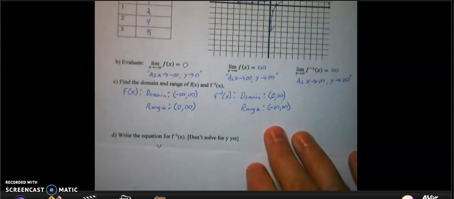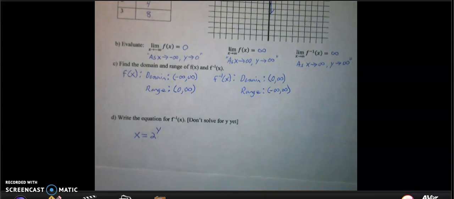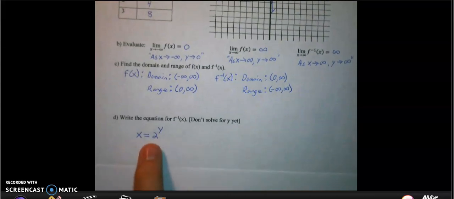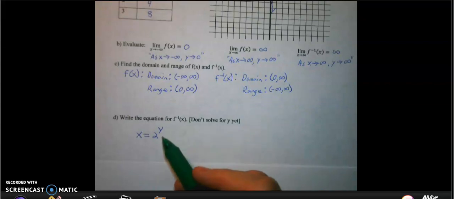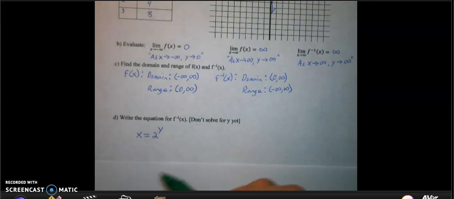So the equation of the inverse, you switch x and y. So instead of y equals 2 to the x, you have x equals 2 to the y. And what we're going to get into in the next couple of videos is, how do you get y equals? We have 2 to the y, where y is an exponent. So this is a new kind of function for us. We can't just divide by 2 to solve, so there's going to be a new function that we can use.